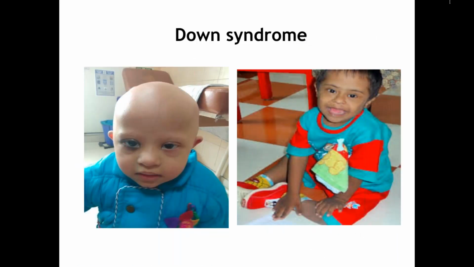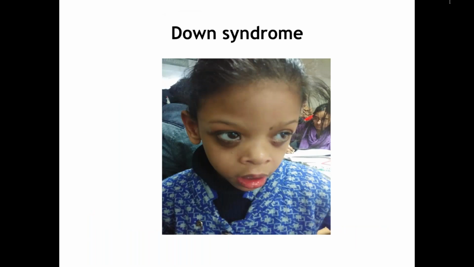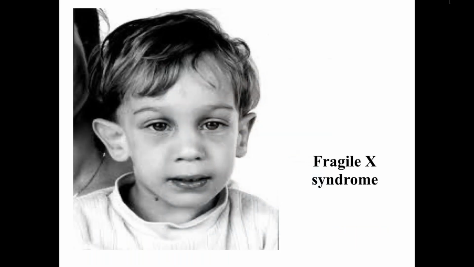So this is another picture of a tuberous sclerosis child who has adenoma sebaceum. Then this is an example of Down syndrome associated with GDD. Then this is a child with fragile X syndrome. Here you can see that the child has a long facies, broad forehead, large ears. So this is what the typical facies of fragile X would look like.